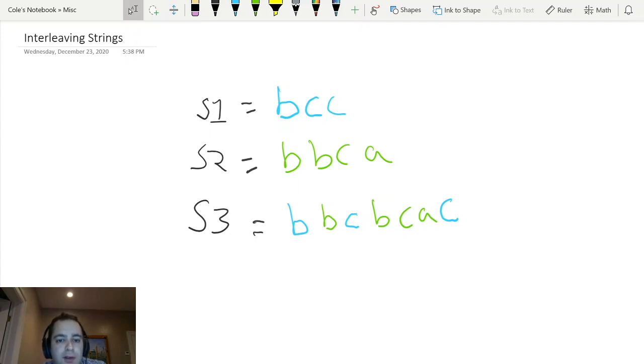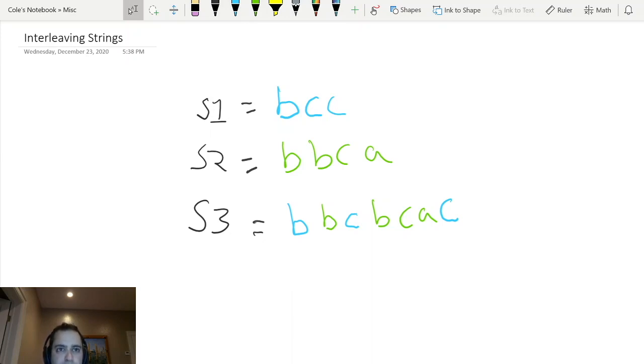Of course, we have to first understand what we mean by interleaving. Well, you can think of interleaving as a form of weaving two strings together. So to form an interleaving of two strings, we'll take a character from either string, one character at a time, until both of those strings are depleted.